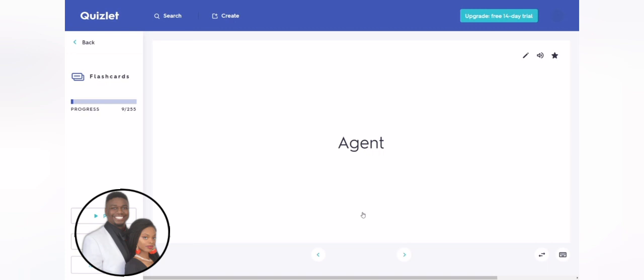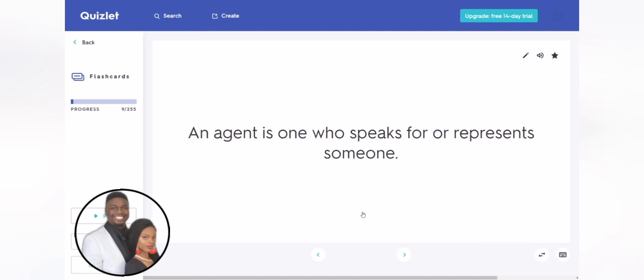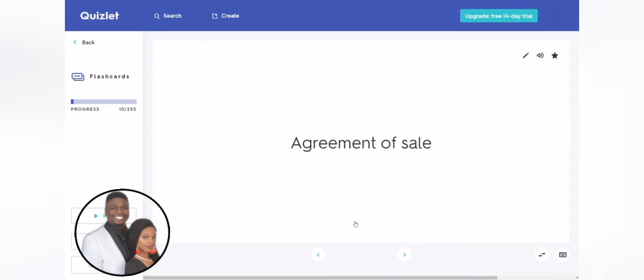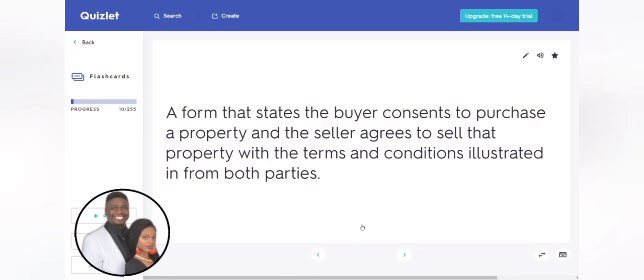Agent. An agent is one who speaks for or represents someone. Agreement of sale. A form that states the buyer consents to purchase a property and a seller agrees to sell that property with the terms and conditions illustrated in it from both parties.